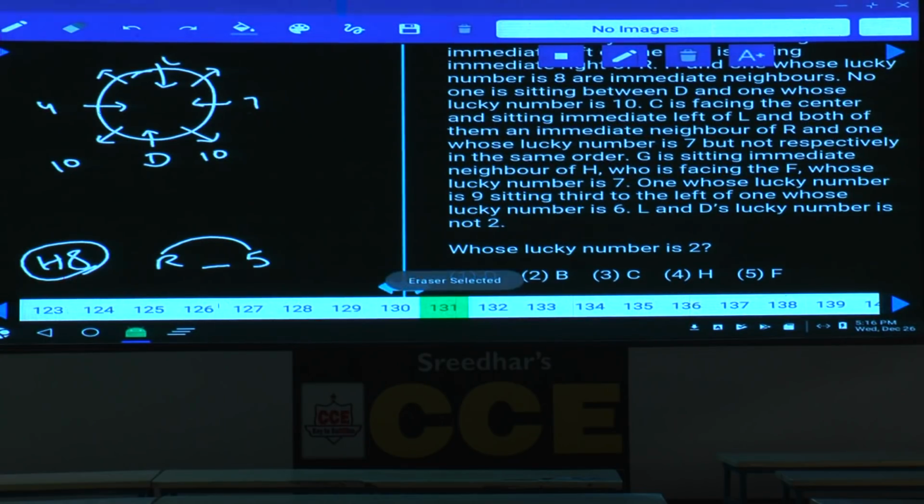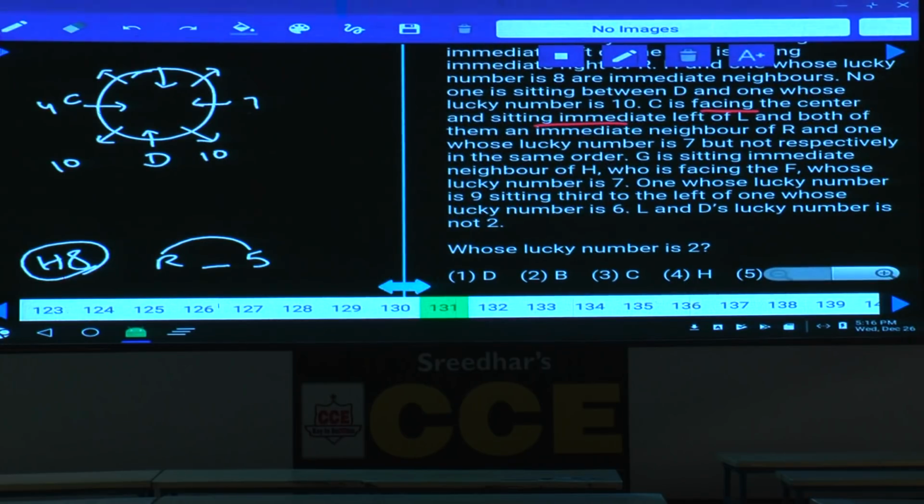Or what are the different possibilities we can have for this C? Suppose C is at this place. If C is here, C is facing the center and seated to the immediate left of L. Immediate left of L means then L must be at this place. Right? Immediate left of L, and both of them are immediate neighbors of R.